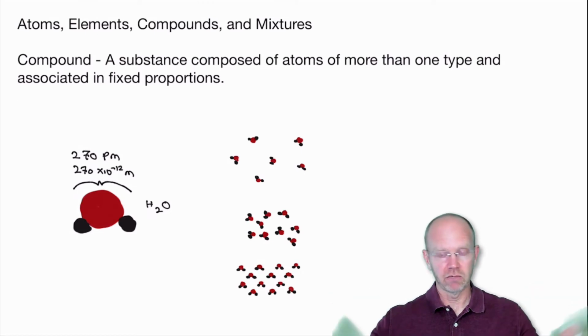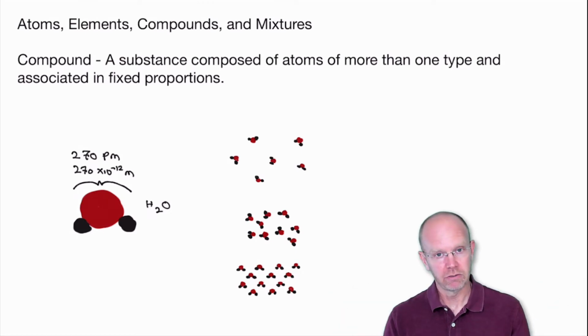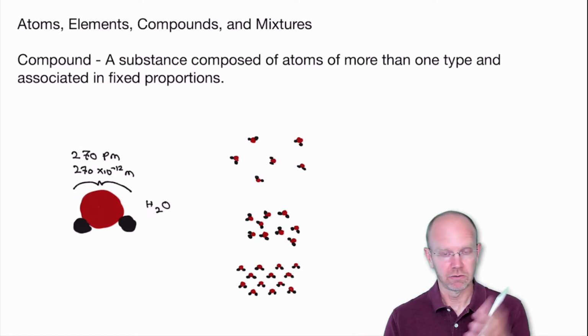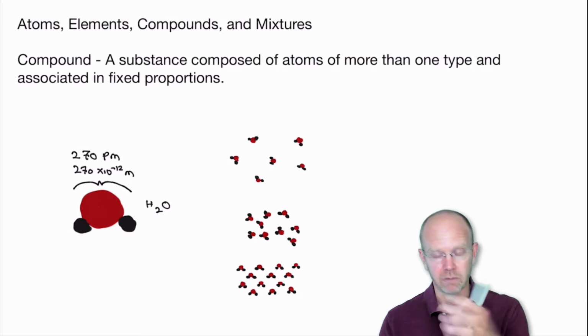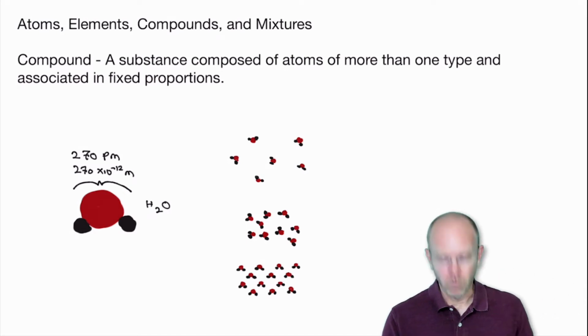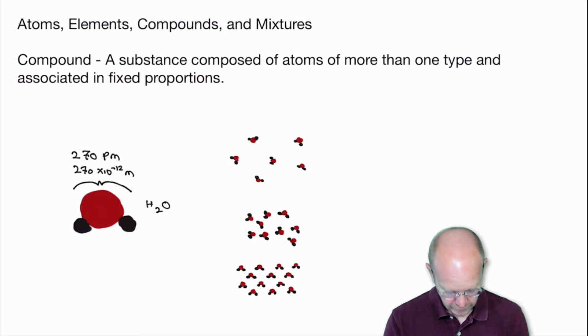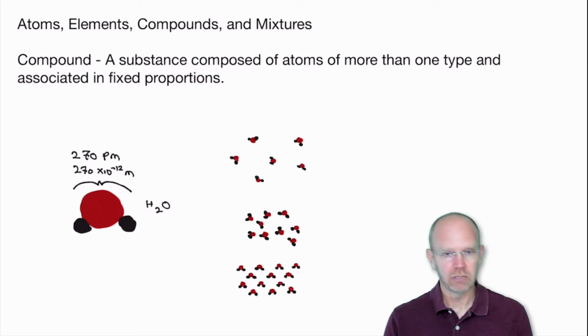If you have a gallon of water or an ocean of water, the ratio of oxygen and hydrogen is still the same. For every 2 hydrogens you find in water, there's 1 oxygen. Each water molecule is bound together in its own little covalent package, and it's about 270 picometers across, so slightly bigger than an individual atom would be.